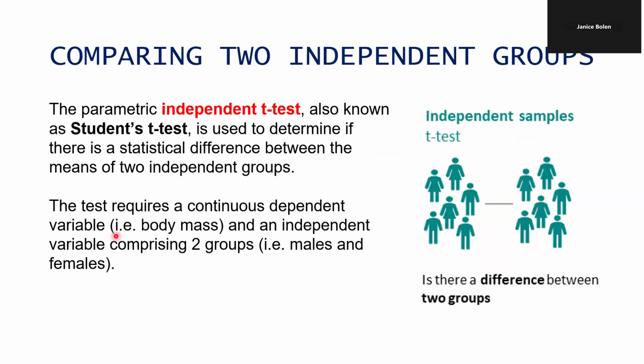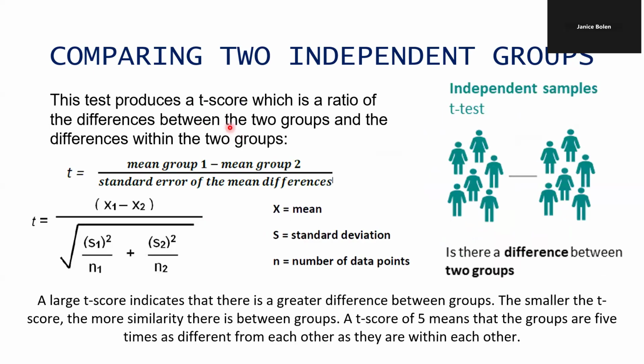When you say continuous dependent variable, the variable is either in the interval or in the ratio level of measurement. We also have an independent variable comprising two groups, meaning we have an independent or categorical variable that is composed of two categories. Now here, independent samples t-test produces a t-score, which is a ratio of the differences between the two groups and the differences within the two groups, and that is given by the following formula.